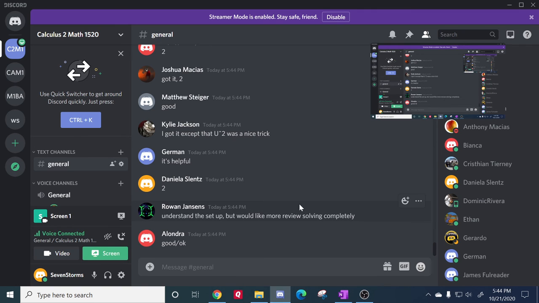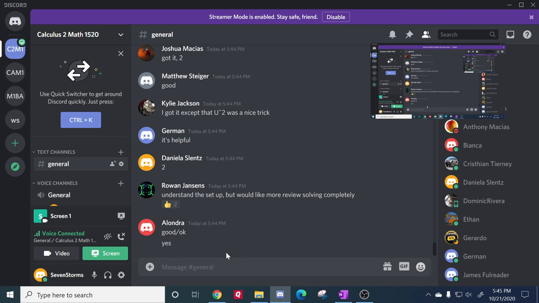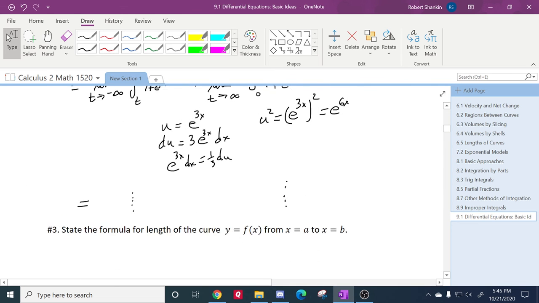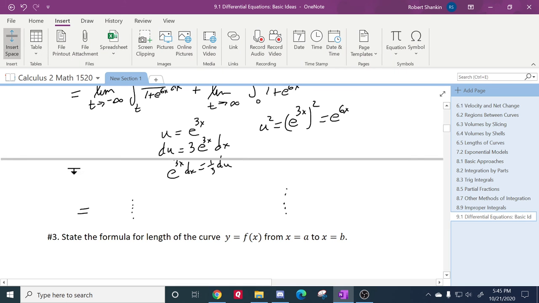Rowan is asking that I solve it completely. Who agrees with that? Wants me to keep going? Yes, alright. Let me finish it out. So, let me get some more space.